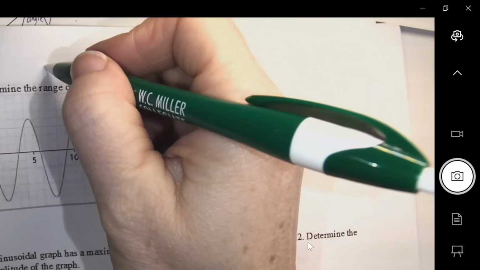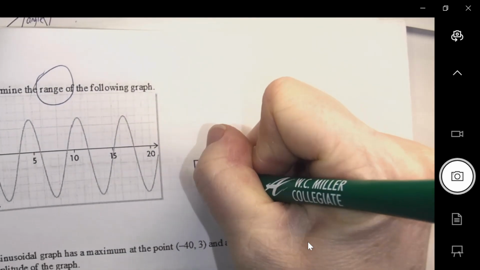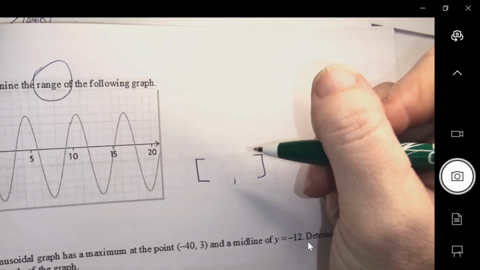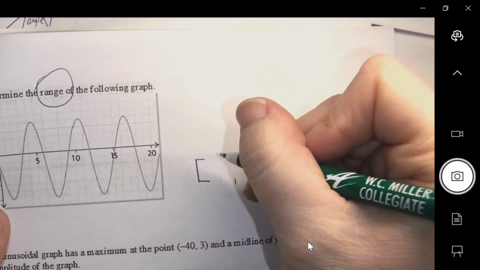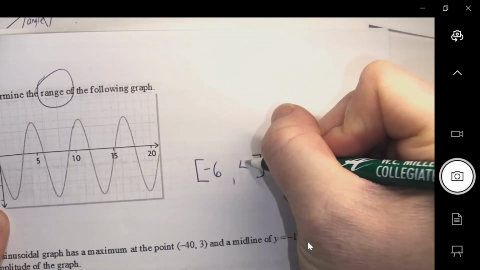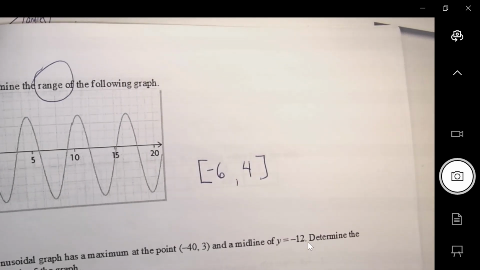So the range, how do you write a range? It goes from low to high, and I'm going to write them with square brackets because it will get exactly to some low point to exactly a high point. So -6 is the bottom height, and 4 is the top height. Okay?